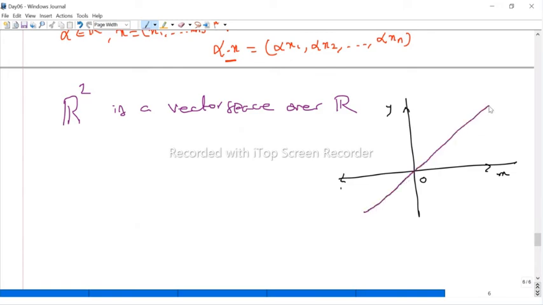If you take any line passing through the origin, this is a subspace. Or if you take any other line passing through the origin, this is also a subspace. Therefore, the subspaces of R2 over R are lines passing through the origin. So it is just a line, not a curve. A parabola is not a subspace.